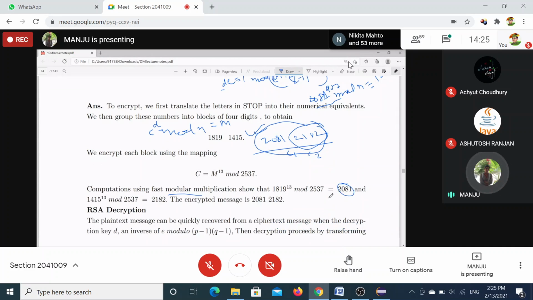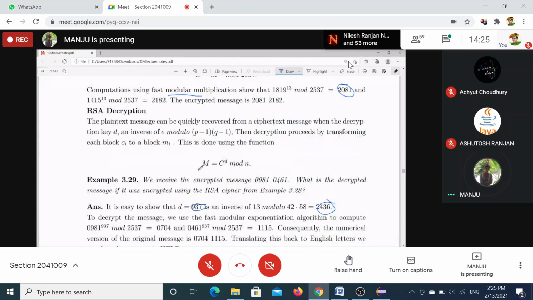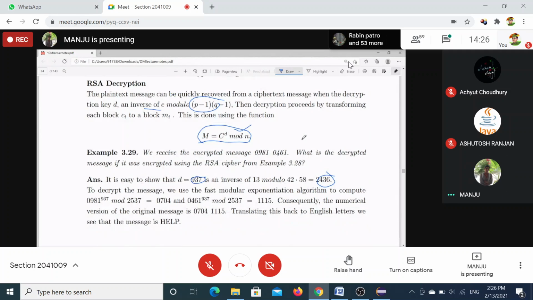So in case of decryption, you apply the inverse. Why does the inverse under this modulus exist? Because E is given as coprime, having GCD 1 with this product. That's why we are sure that the inverse exists. You find this, then translate into English letters, and you get the message.